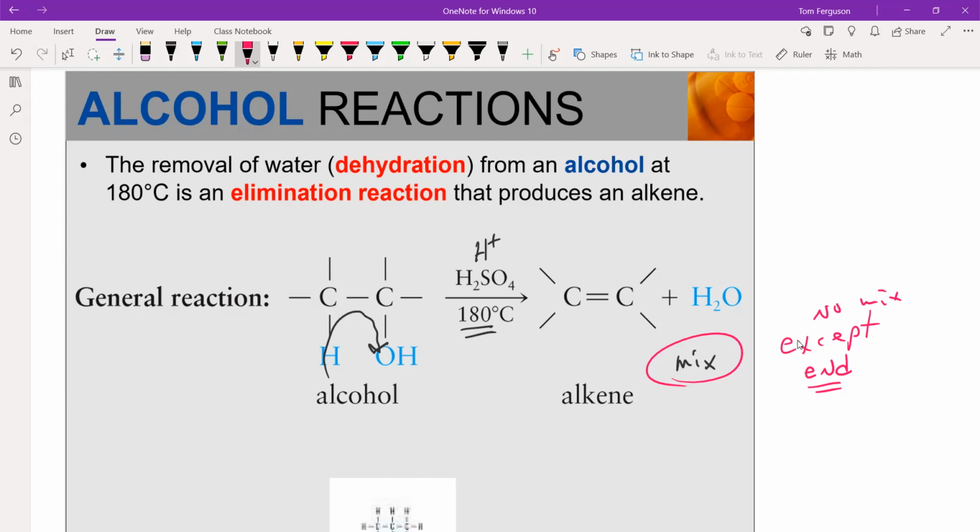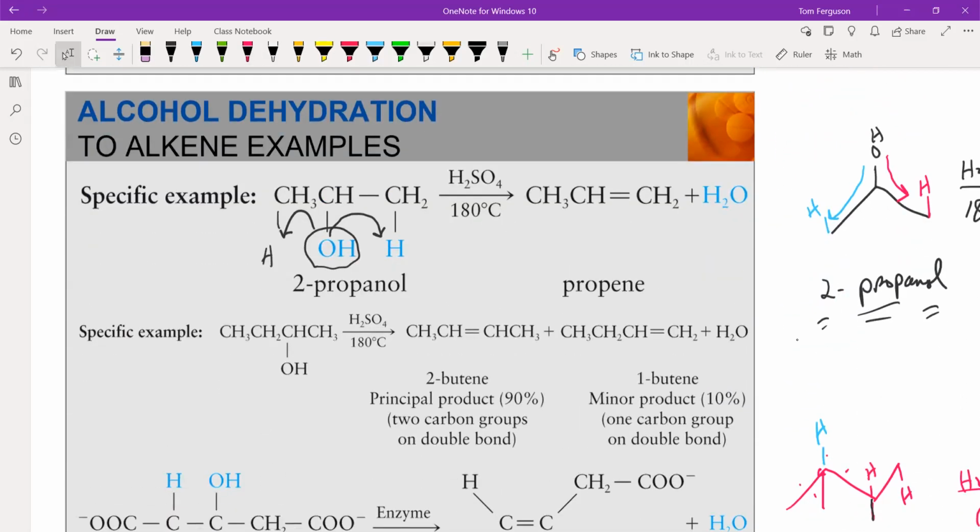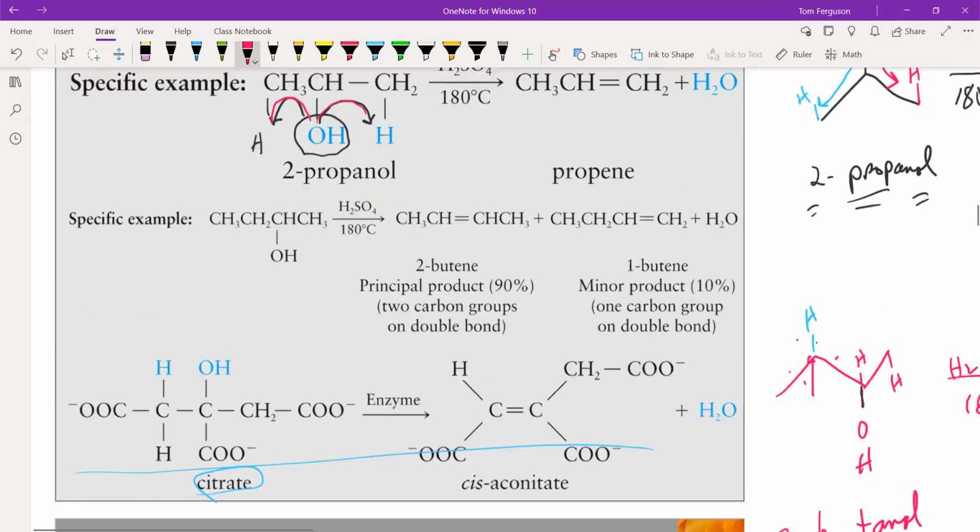And sometimes cyclic alcohols will have no mix also. So simple cyclics, alcohol cyclics will have no mix. Usually you have a mix though. And that's because you can get that alcohol to degrade that water one of two ways, and that gives you the mixture.